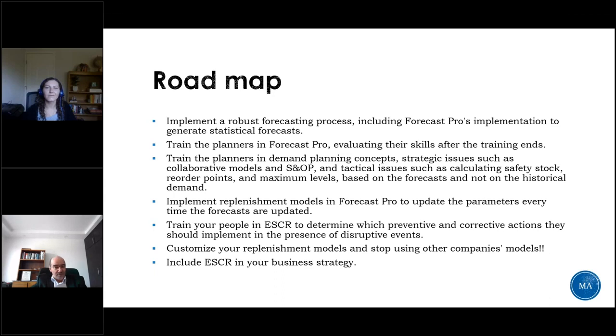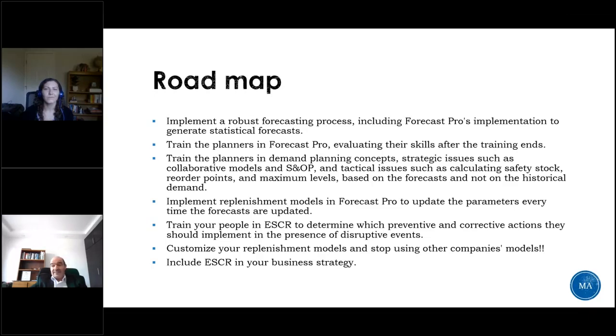Train your people also in resilience, enterprise and supply chain resilience. Talking about preventive and corrective actions. What should we do if something happens? What should we do if our supplier is not going to supply the products, the raw materials to us? What should we do? We should know that in advance.